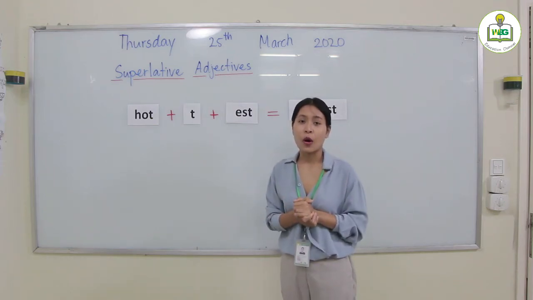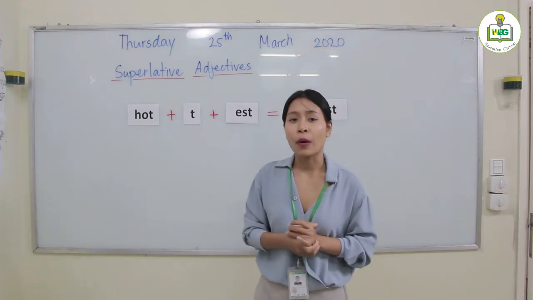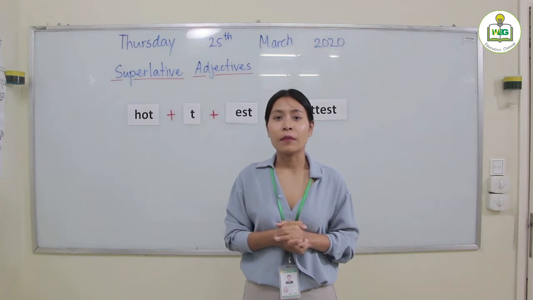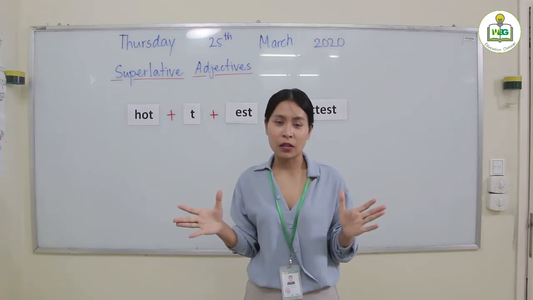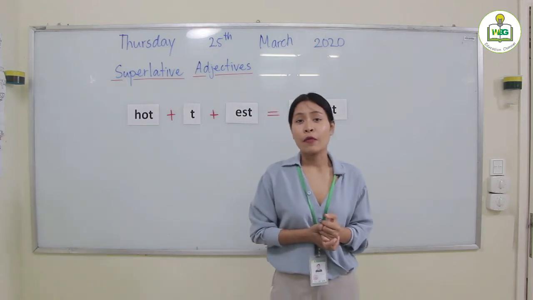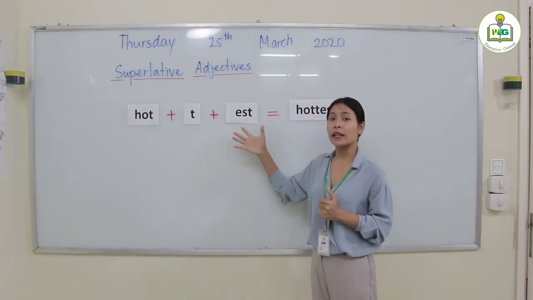So it's only looking for the extreme quality of one thing in a group of things. For example, we're looking for the cheapest shoes in the world. So we're only looking for one. That's why we don't use the word "than".